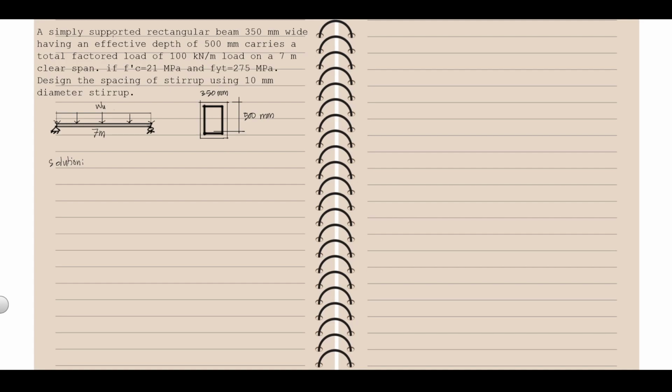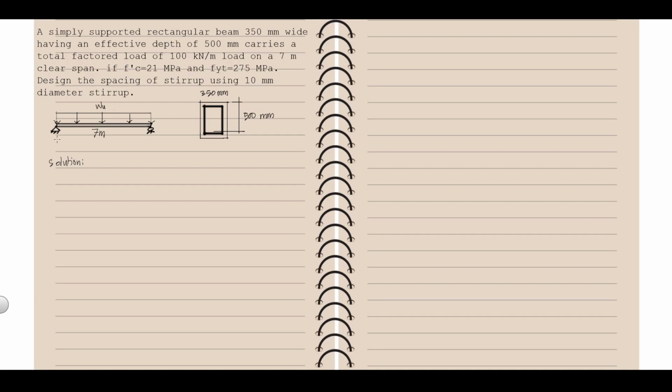So, a simply supported rectangular beam, 350 mm wide, having an effective depth of 500 mm, carries a total factored load of 100 kN per meter load on a 7-meter clear span. Okay, if F prime C is equal to 21 megapascal and FYT is equal to 175 megapascal, design the spacing of stirrup using 10 mm diameter stirrup. Okay?